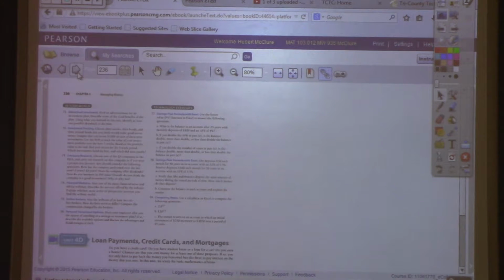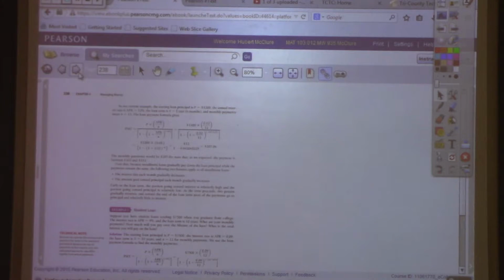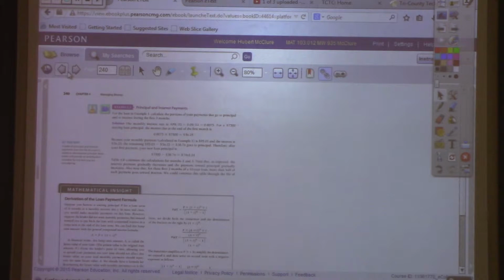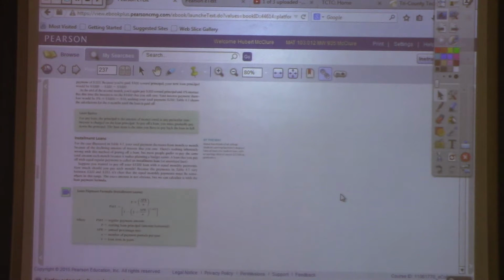Got one more on this, this next page. Must have skipped it. That's why I can't see the whole page. There it is. There's our sickening formula.